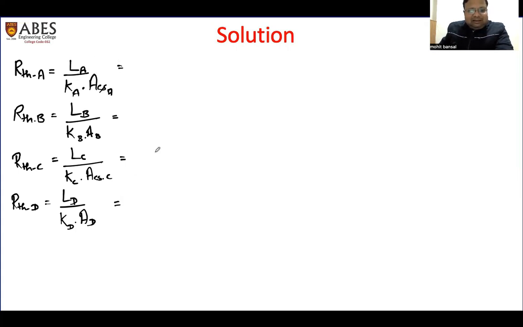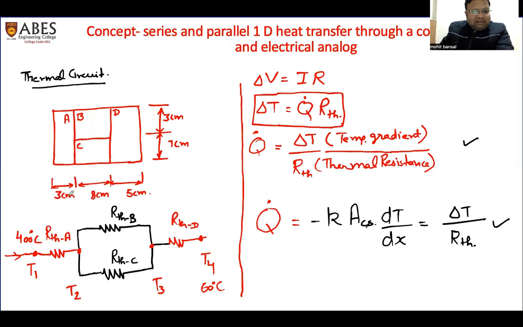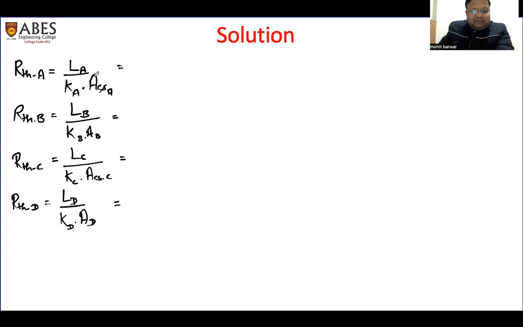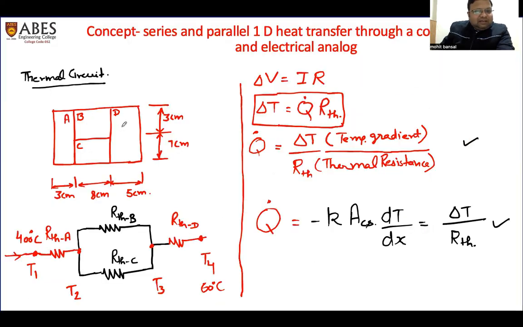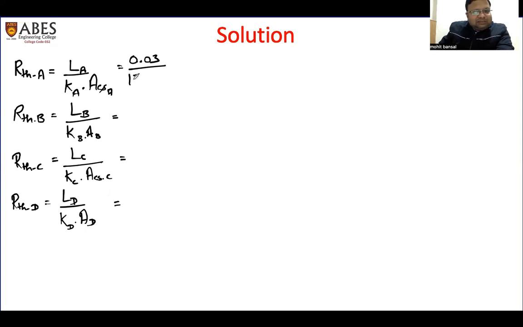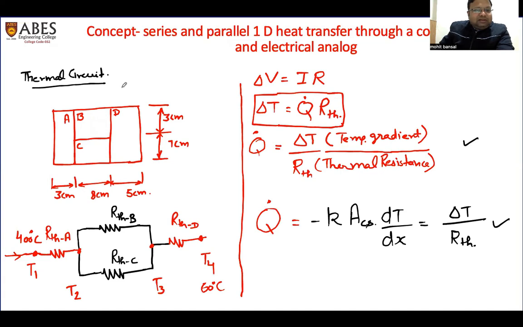So for this LA, we will take the thickness of this section A, which is made up of a material of thermal conductivity shown as KA. So we will write LA as 3 centimeter, so it will be 0.03. We'll take dimensions in meter. And the thermal conductivity of material A is 150 watt per meter degree Celsius. And now the thing is the cross-sectional area.